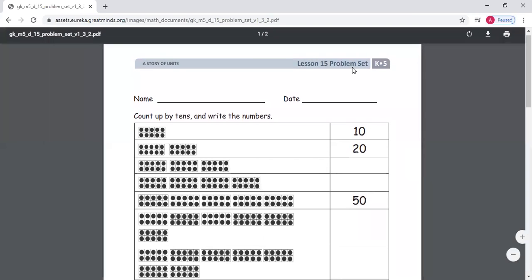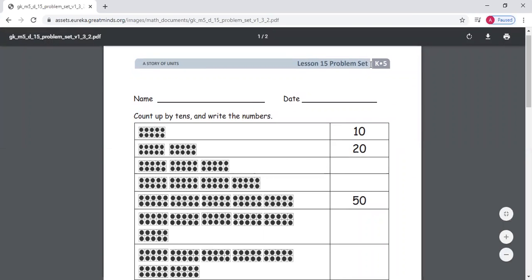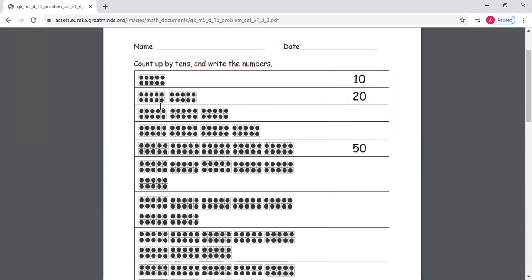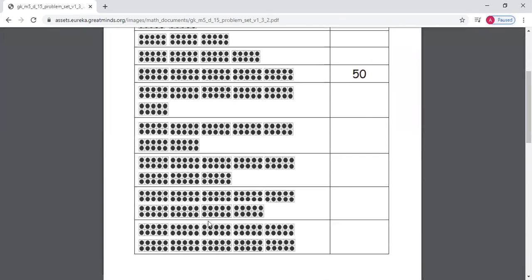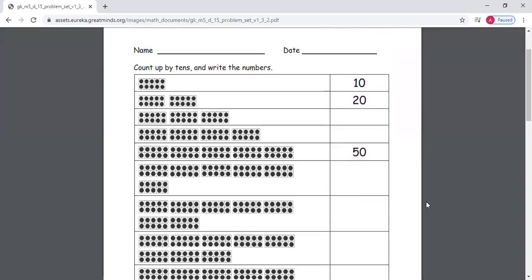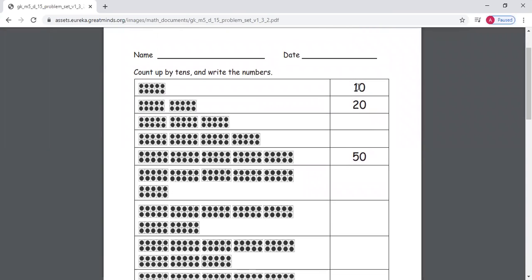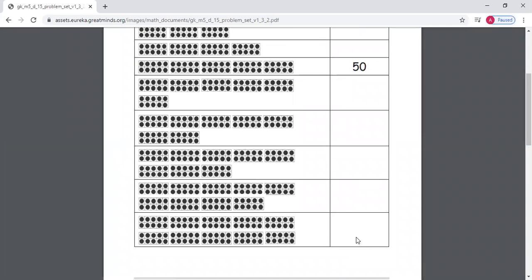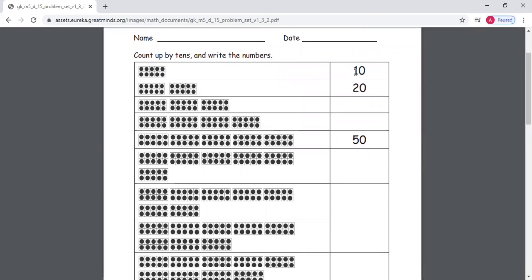I'm going to explain lesson 15 problem set. Remember to look for the K5, and then you will complete this on your own. So here we have all of our groups of 10. 1 10, 2 10, 3 10, 4 10, all the way to, what number did we count to today? 100 will be 10 groups of 10. What you will do is you just fill in the numbers 10 all the way to 100. You just need to fill in the missing numbers.